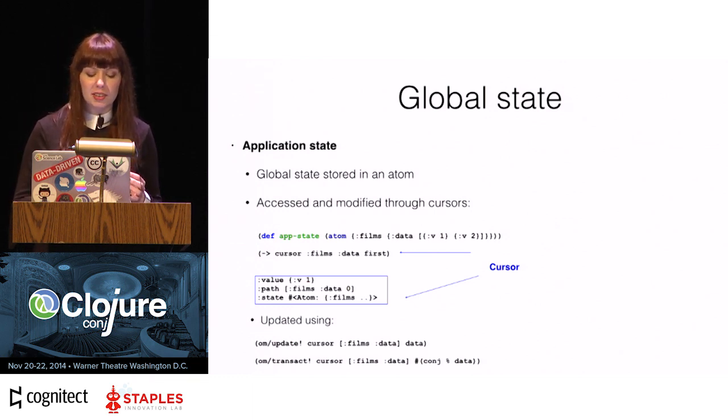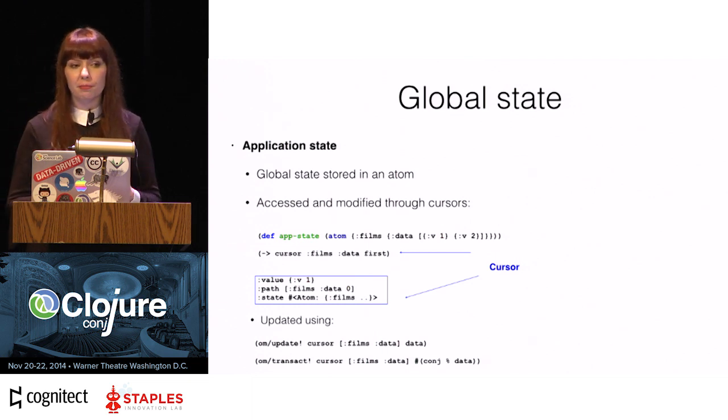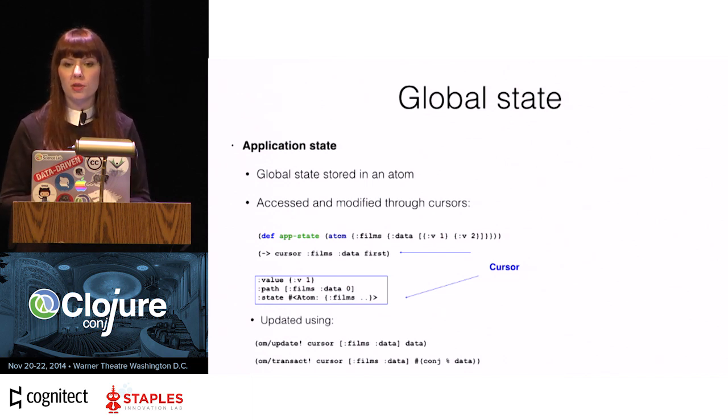You can update the app state, the cursors, by using update and transact. You might be tempted to use swap because it's an atom, but if you choose to do so, you are losing out on the reference equality check because you are bypassing it. So I don't recommend that. I would always use update or transact.